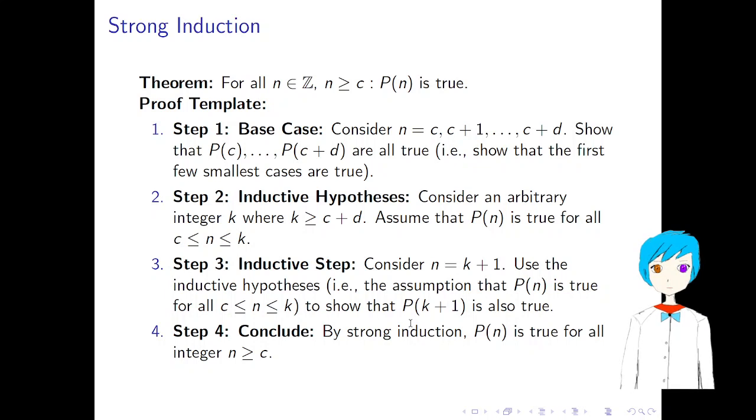The next step is to consider n equals k plus 1. We need to show that P(k plus 1) is true given the fact that P(n) is true for all n where n is smaller than or equal to k but greater than or equal to c. Finally, if we can prove the inductive step, we can conclude by strong induction that P(n) is true for all integers n such that n is greater than or equal to c.